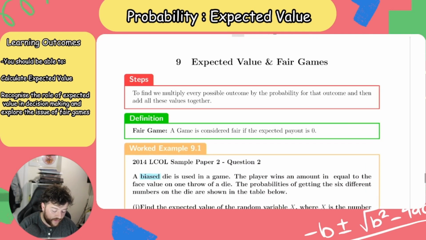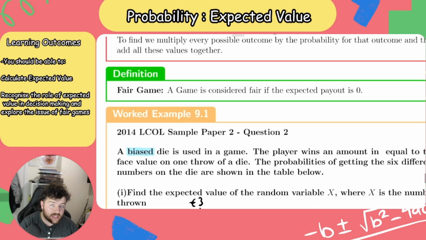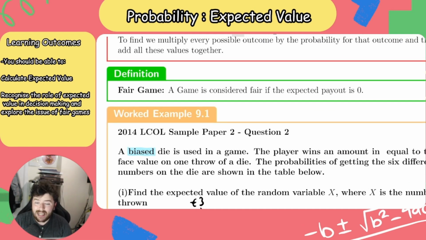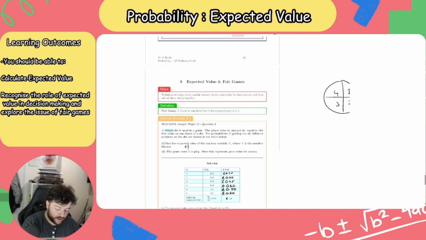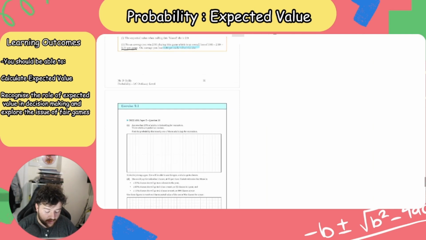So let's have a look at fair games. You could be asked an exam question like, is this a fair game? A game is only considered fair if the expected payout is 0. Fair means it's fair for both parties: it's fair for the person playing it, and it's fair for the person running it. So if the expected value is €5 and it costs €5 to enter, it's a fair game, because it's not favouring one person or the other.